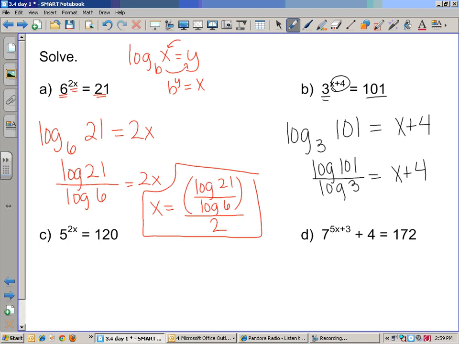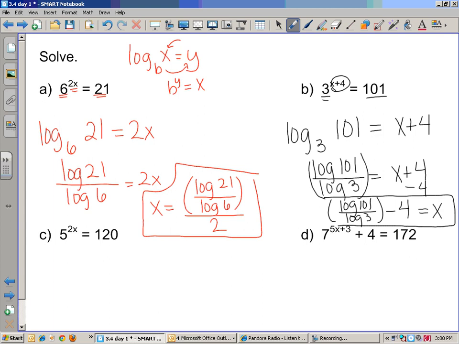So these would be what we would call exact answers. So now I'm going to take this quantity and subtract 4 from it. So I have x equals the log of 101 over the log of 3, minus 4. This is my final answer, and that's what I want you to write down in your papers, okay?